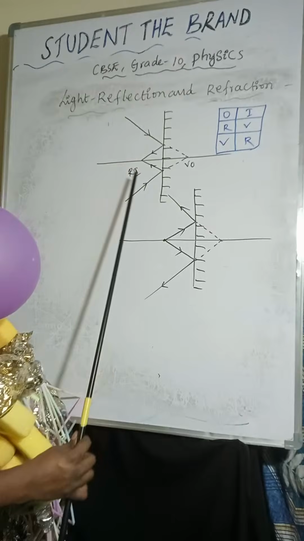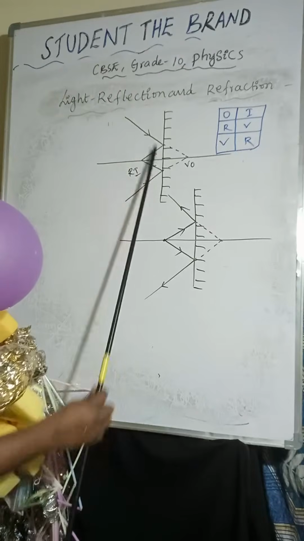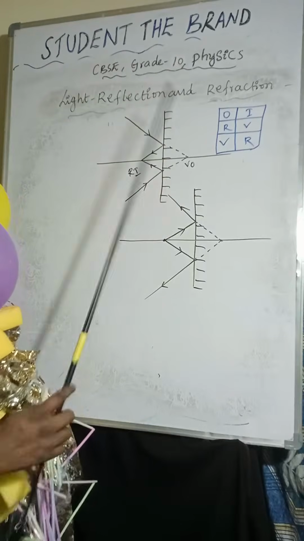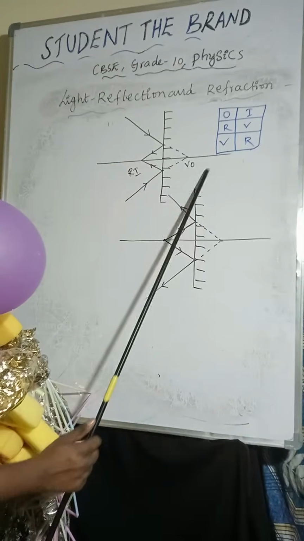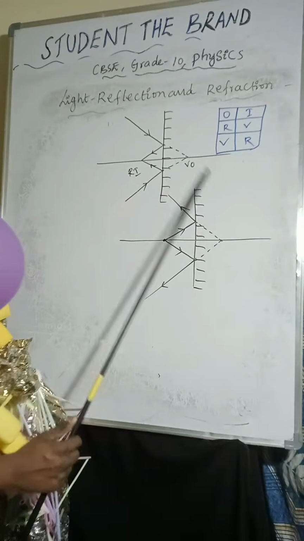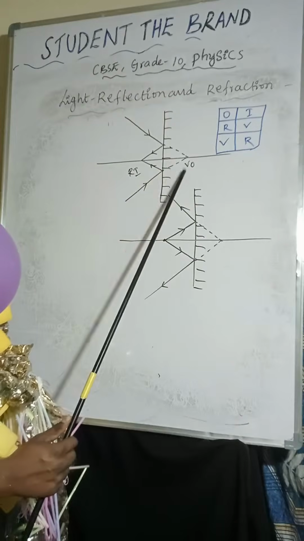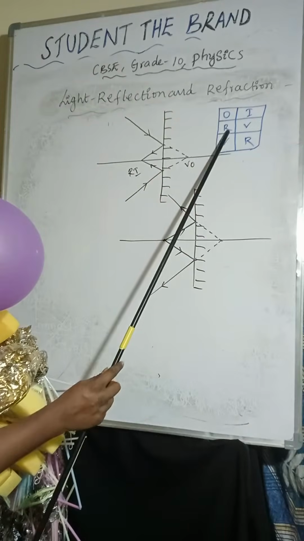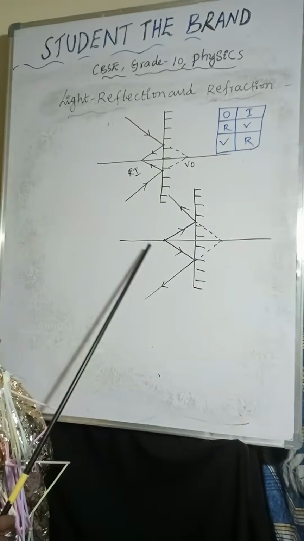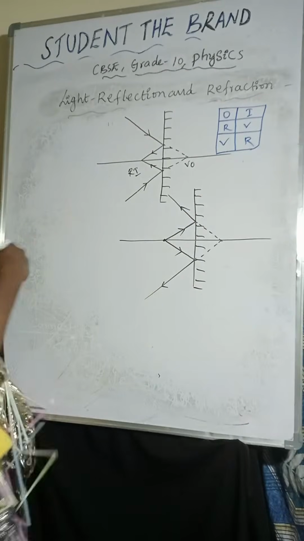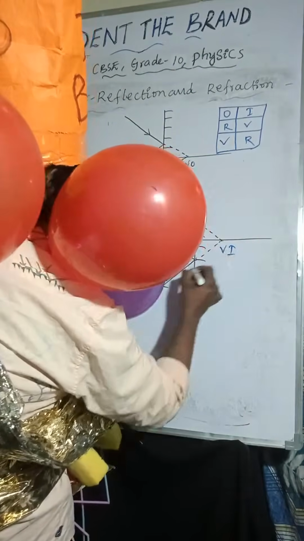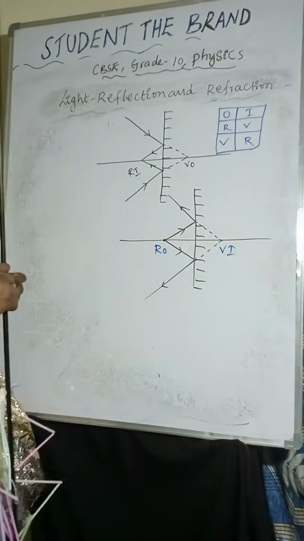We are extending these incident light rays, the extended incident light rays. These extended incident light rays are meeting at one point there. So the object there is a virtual object. If the object is real, the image is virtual; if the object is virtual, the image is real. In this case, you can observe a real object and a virtual image.